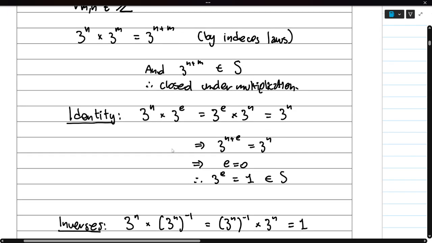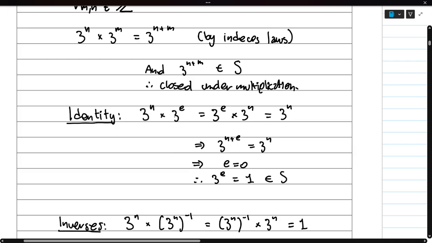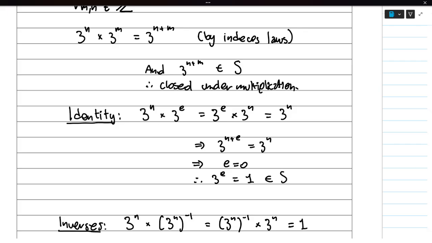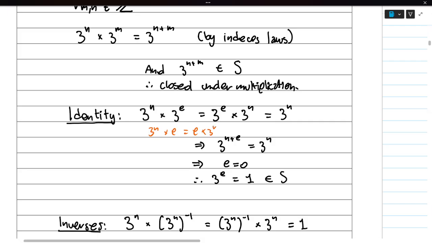Identity, you can't just go assume 3 to the 0, because you have to show that this is the identity. And the way to do that is you do 3 to the n times your identity element. I could have just written e here, to be fair, or 3 to the e. Actually, now that I'm thinking about it, it would probably be better if I wrote 3 to the n times e is equal to e times 3 to the n, which is 3 to the n. And from here, it's obvious e is equal to 1.